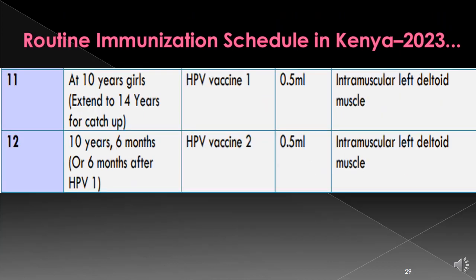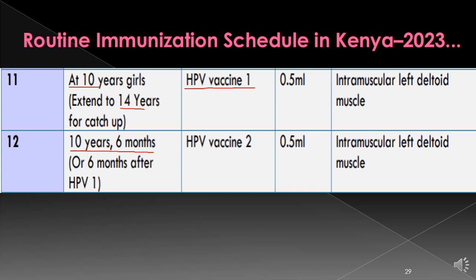Now the children can go and continue living their lives. They're healthy, they're protected. Then at 10 years, from 10 years up to 14 years, we now want to give them the human papillomavirus vaccine 1. So they receive in total 2 vaccines, 6 months apart. If you catch them at 10 years, they'll be coming back at 10 years and 6 months. That is 6 months apart.